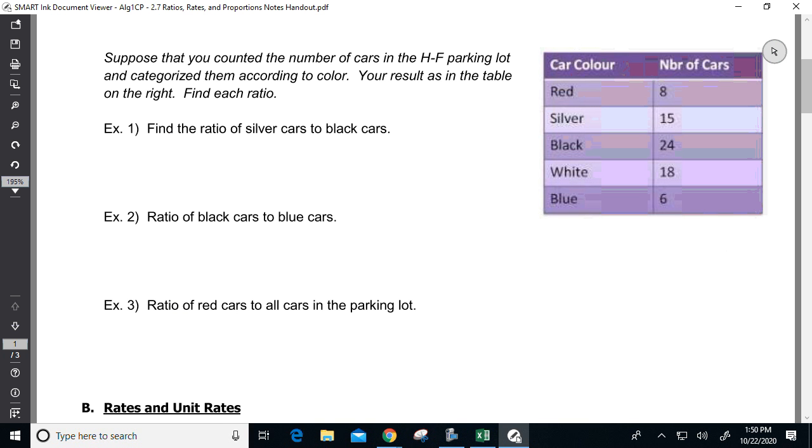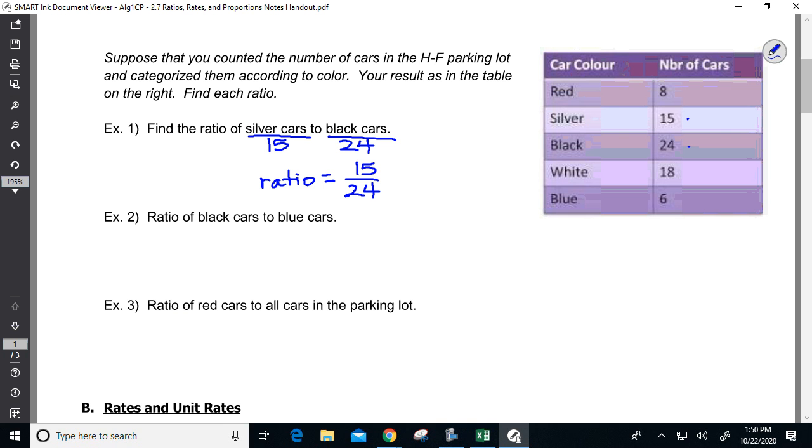So, example 1. Find the ratio of silver cars to black cars. Silver cars to black cars. So we look at our table to help us out. There's 15 silver cars, 24 black cars. So your ratio is 15 over 24.